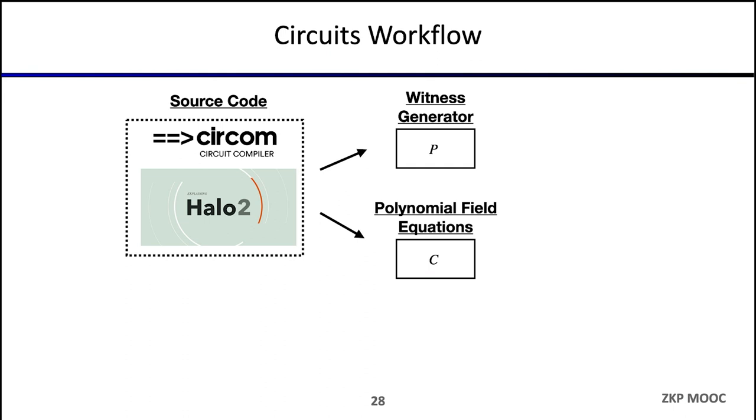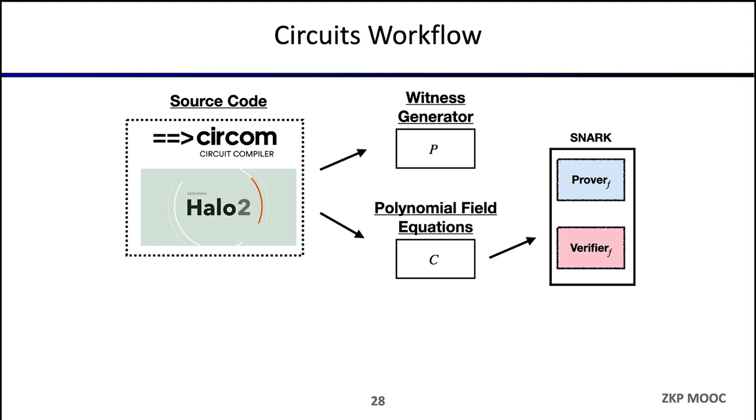Finally, the reason that we need those polynomial field equations is that they will be transformed into a ZK-SNARK, which is comprised of a prover as well as a verifier. Notice that the verifier in a ZK-SNARK is different from the program verifier introduced in the previous section. Okay. So a key challenge for ZK developers is that writing their designed programs requires writing both witness generation code as well as maintaining a set of constraints which are used by the compiler to produce the polynomial equations.